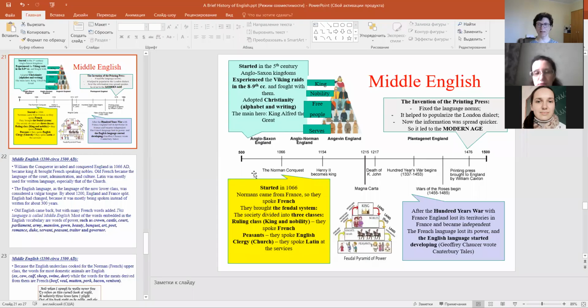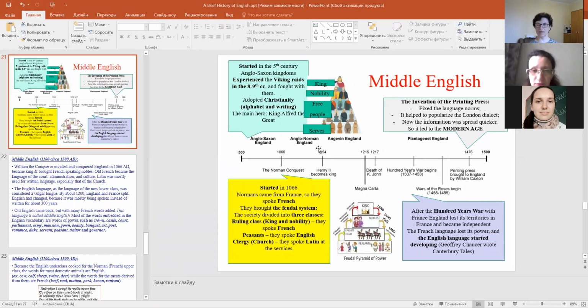So, let's start. Natasha, tell me about the Middle English in general. English started in 1066 with the Norman conquest. Normans came from France, so they spoke French. They brought the feudal system. The society divided into three classes. Ruling class, represented by a king and nobility, they spoke French. Peasants, they spoke English. Clergy or church, they spoke Latin at the services.